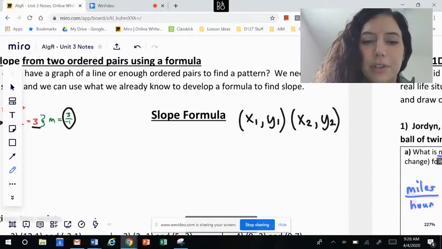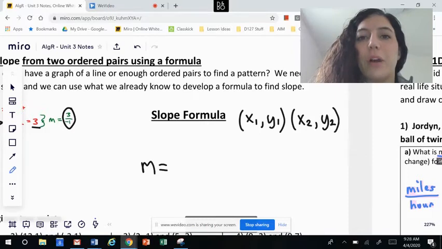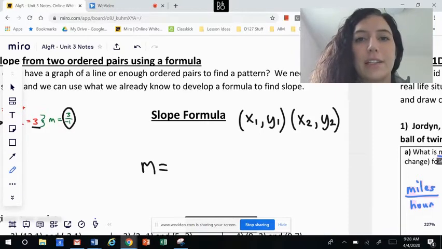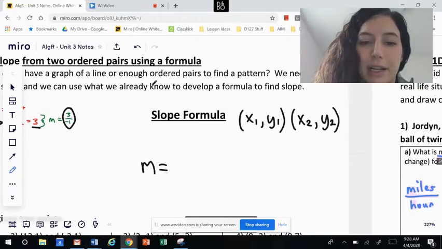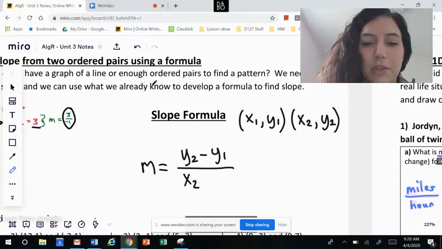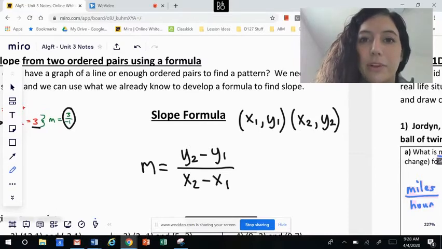Okay, so what would your slope formula then be if I'm finding the change in my y's, or my rise, over the change in the x's, which is my run? So rise over run. So my change in my y's is going to be represented by y2 minus y1, and that's going to be all over x2 minus x1. And that's your slope formula.